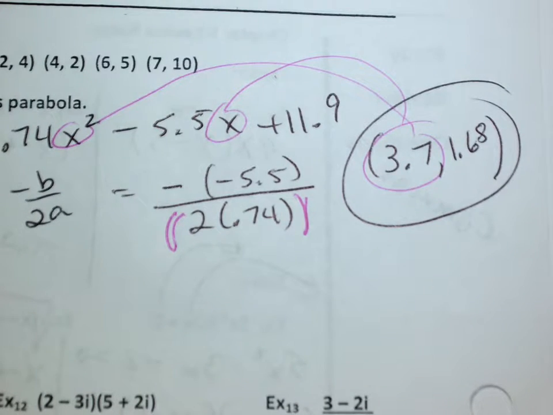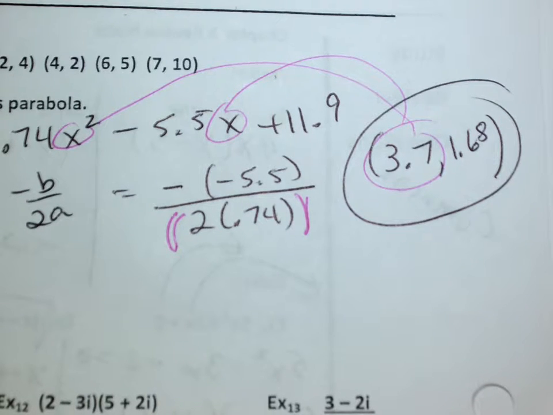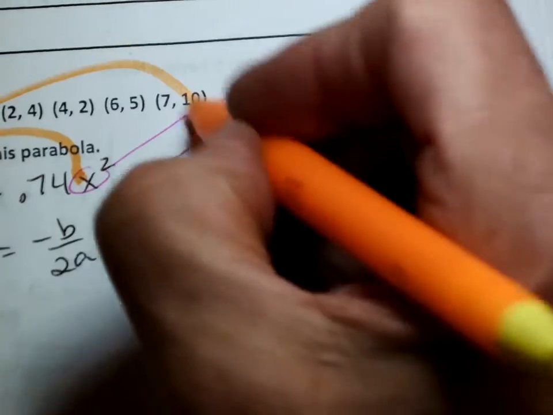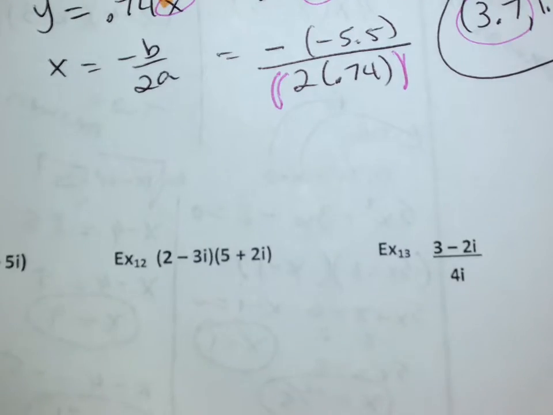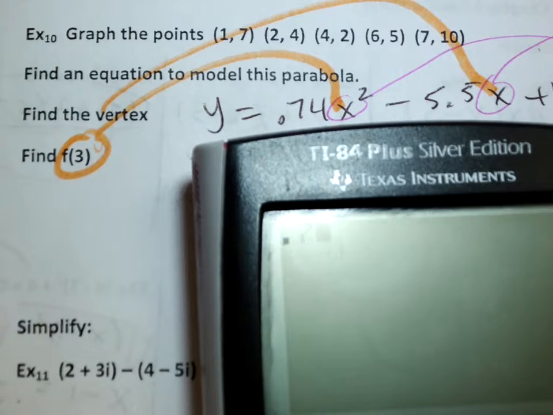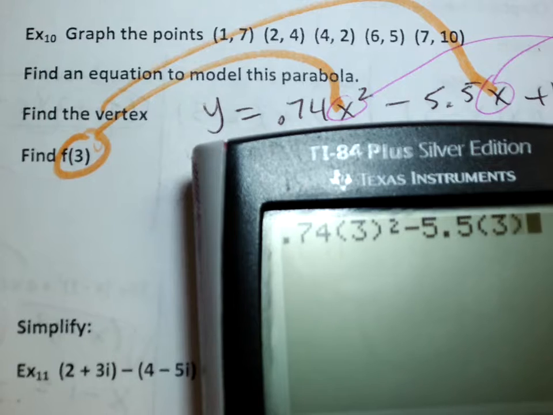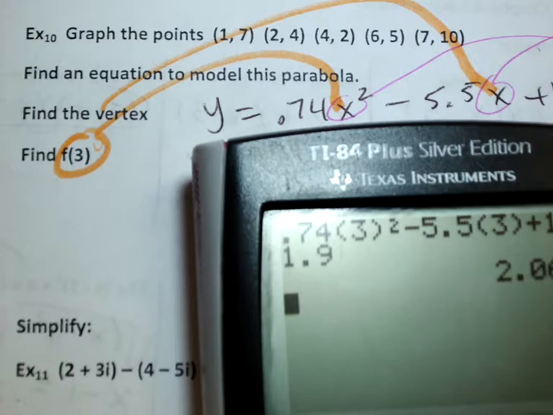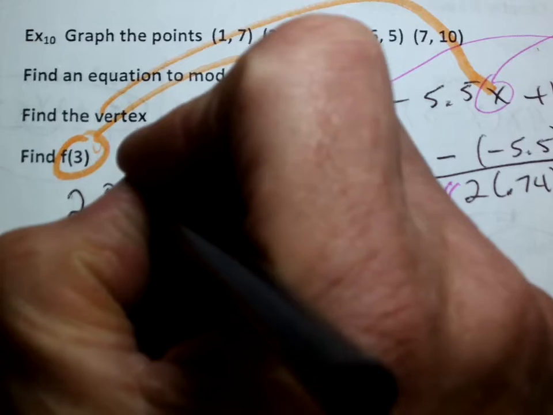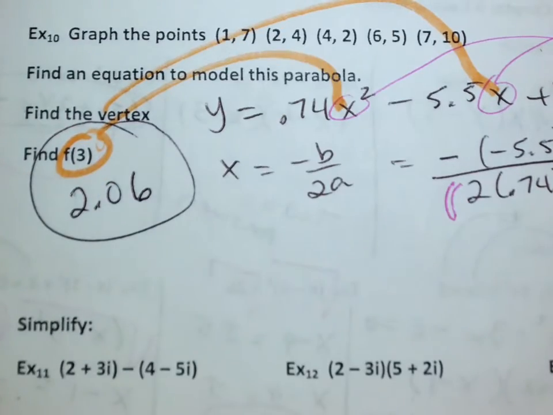Then find f of 3. It's the same thing; we're just going to plug it in. We're going to plug 3 in for x. Take your calculator: 0.74 times 3 squared, subtract 5.5 times 3, plus 11.9. I get an answer of about 2.06. So f of 3 is about 2.06. How am I doing?